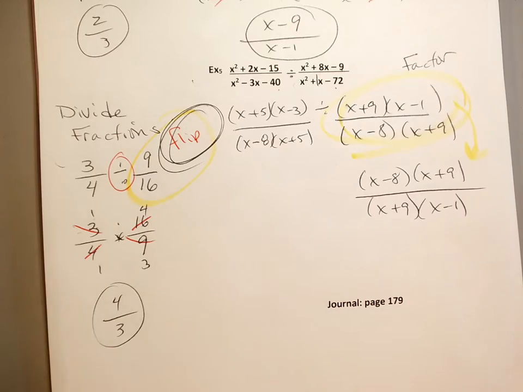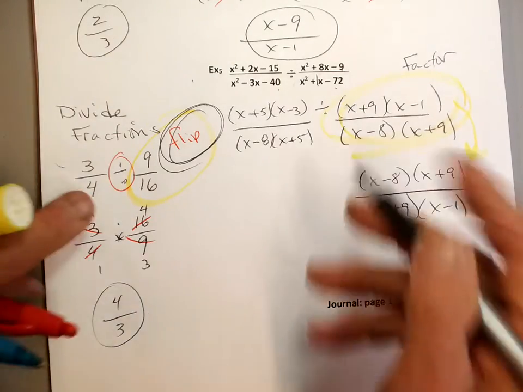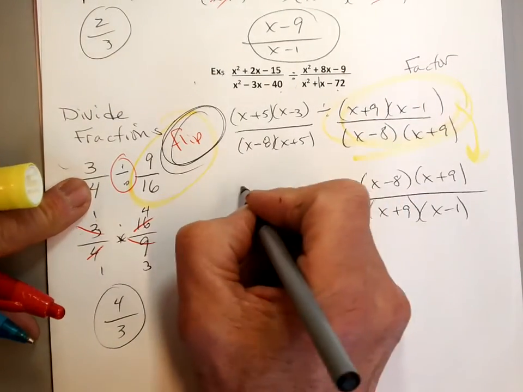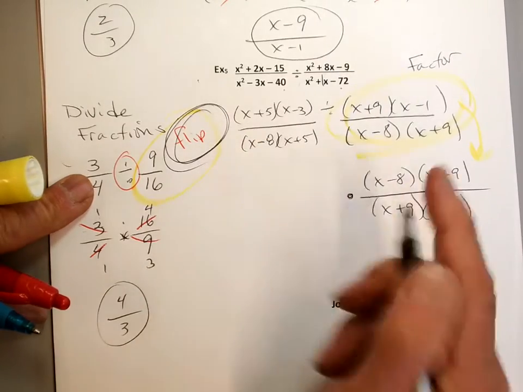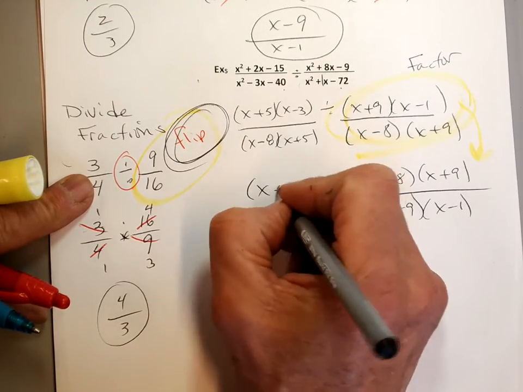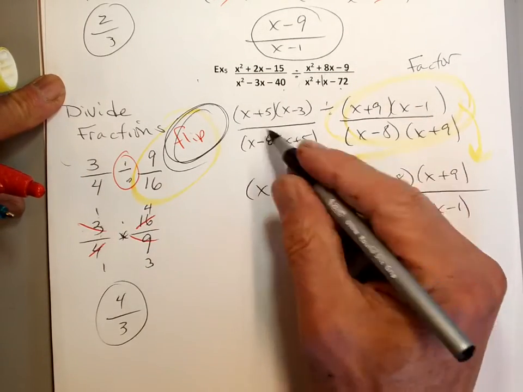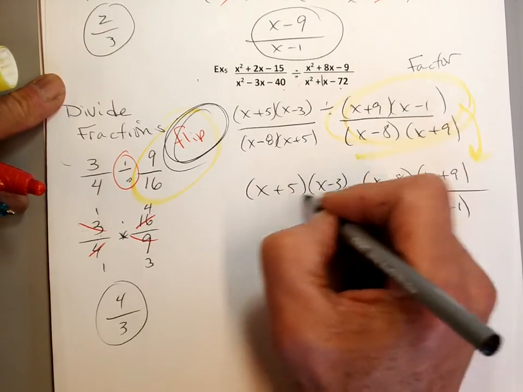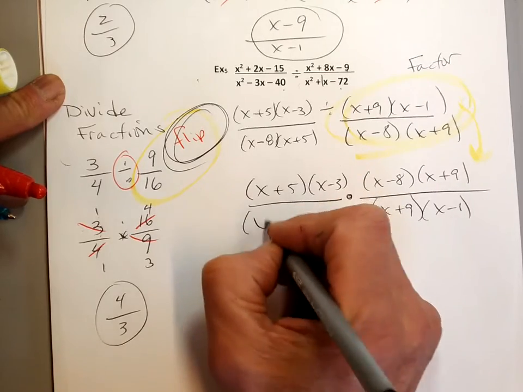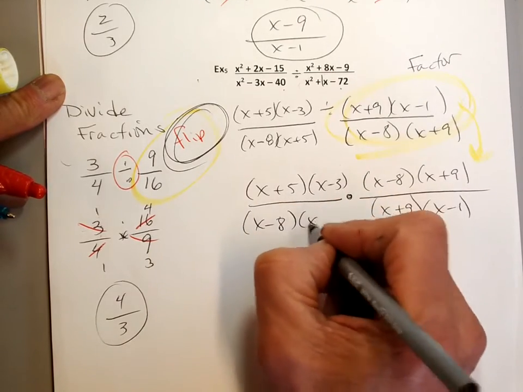Let's change it to multiply because that's how we did fractions in 6th grade. So don't flip the first one. Keep the first one the same. First fraction does not flip, right? Does not flip. X plus 5, x minus 3 over my x minus 8 and my x plus 5.